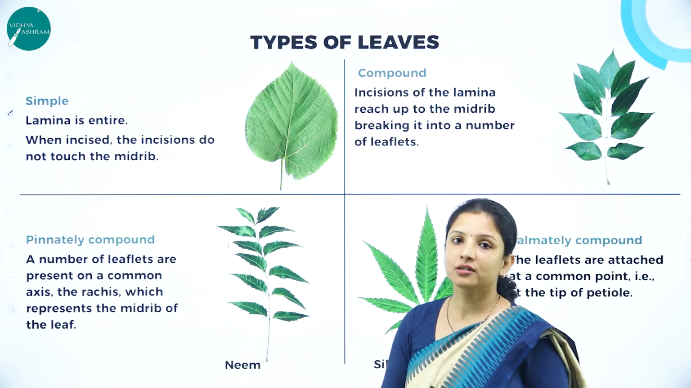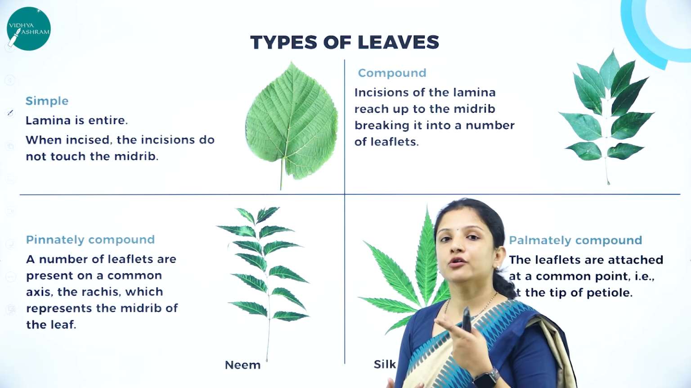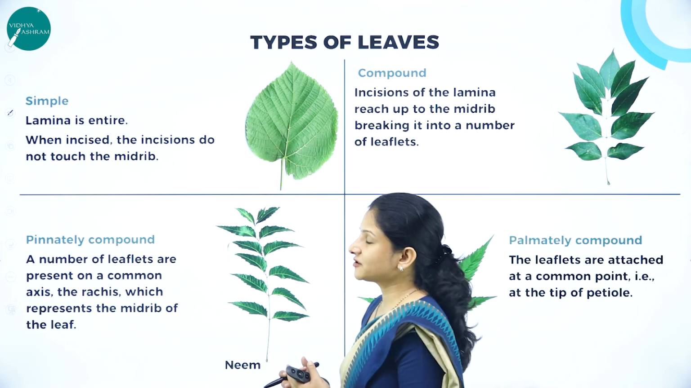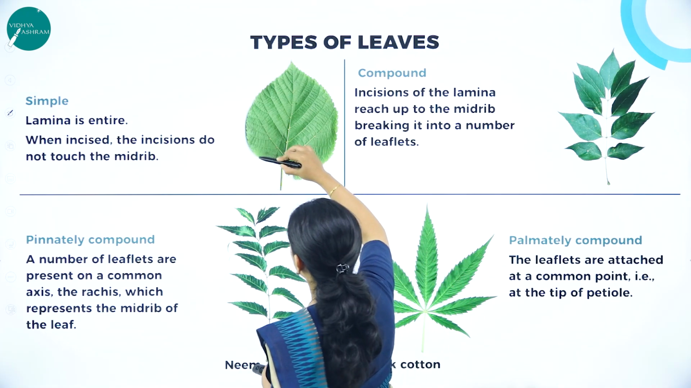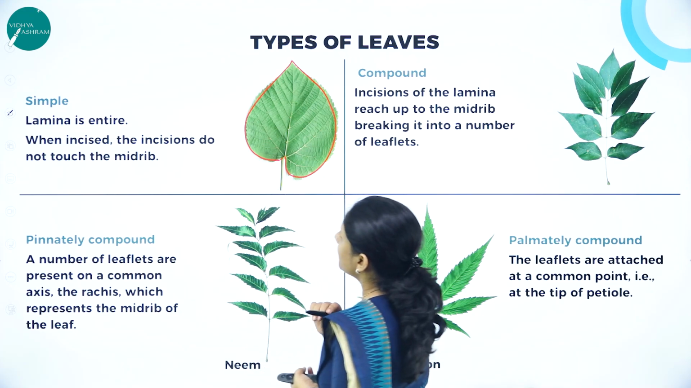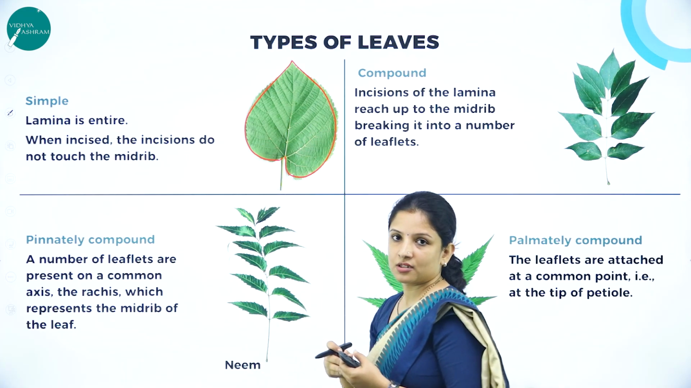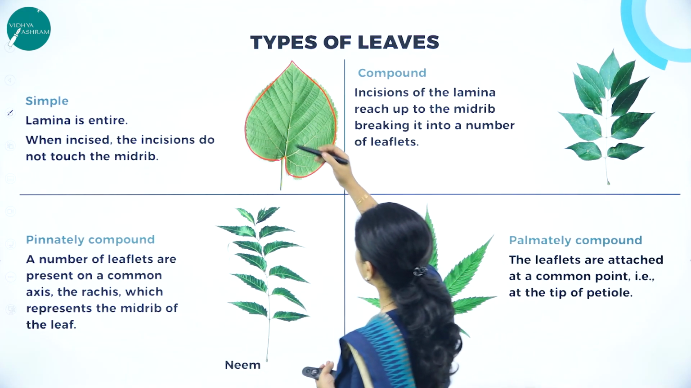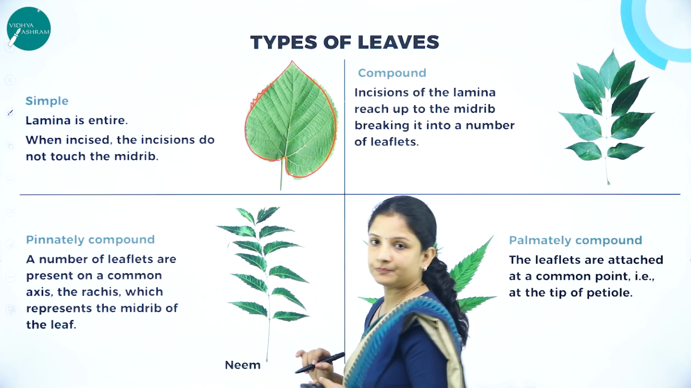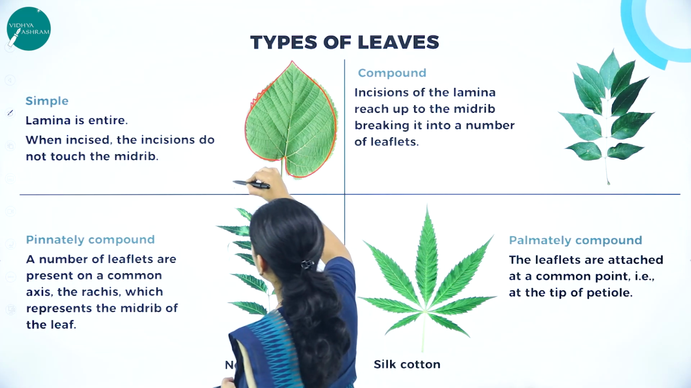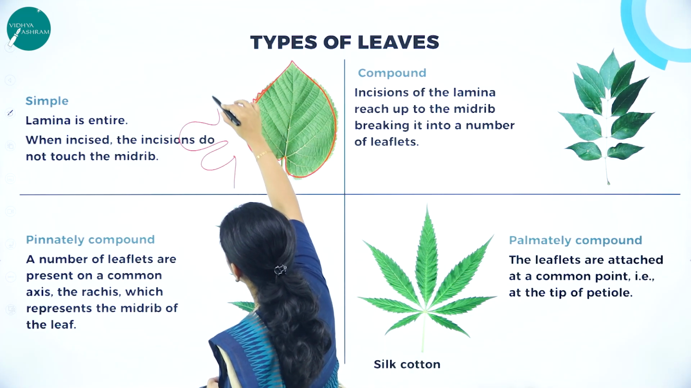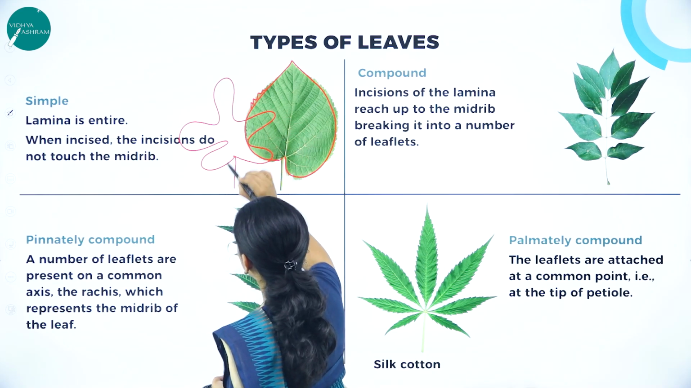Next, talking about the different types of leaves. There are two types of leaves, simple leaves and compound leaves. Simple leaves means the lamina is entire. If you can see here, the entire lamina is there, and there are no incisions. Even if incisions are there, can you see here the incisions at the end? I can draw one more with incisions. Say, for example, it will have incisions like this. Now this is also an entire leaf.